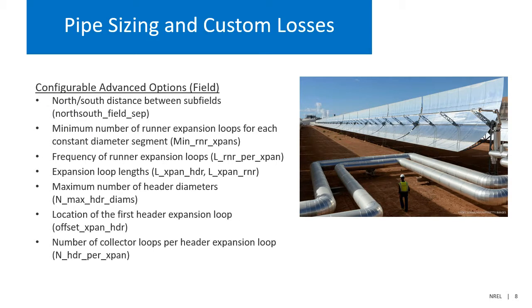Shown here are new parameters that were added that relate to pipe sizing in the field. All of these parameters are scriptable and currently are not accessible in the user interface. Their default values, however, result in equivalent performance and the same modeled values as the previous model version.